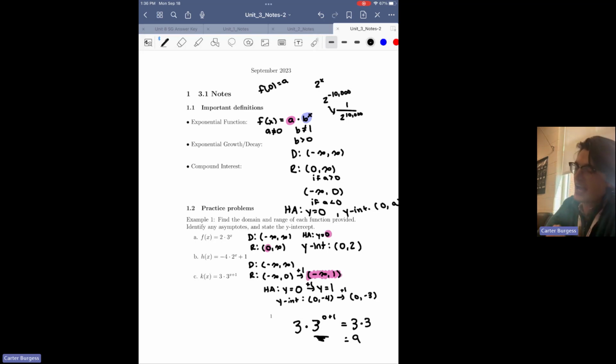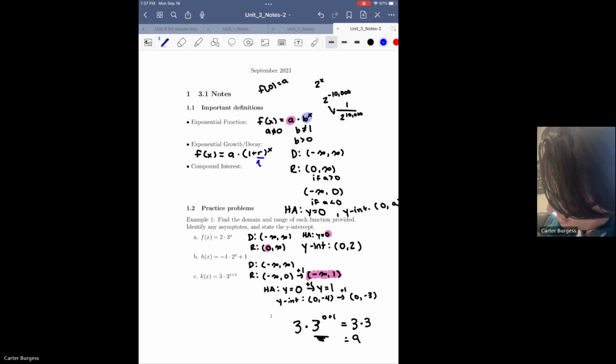In particular, the exponential growth model that we are going to use is that f of x is equal to a times, now instead of b, we're going to have 1 plus r to the power of x. So not really changing anything. We're just saying, okay, well, now b is going to be 1 plus r, where r is our percentage change.